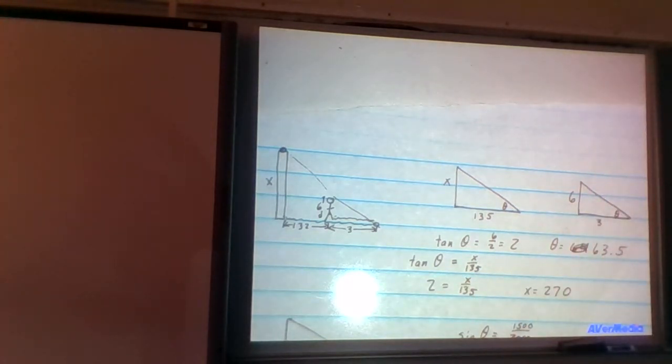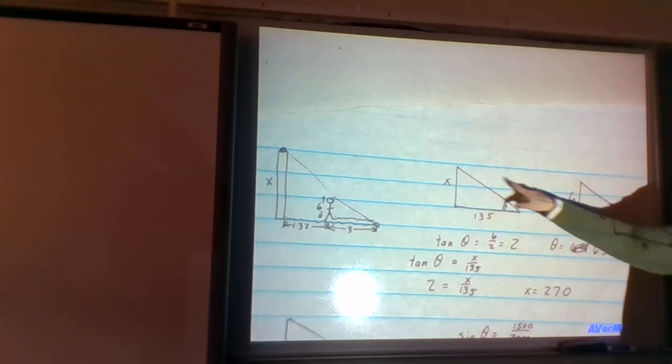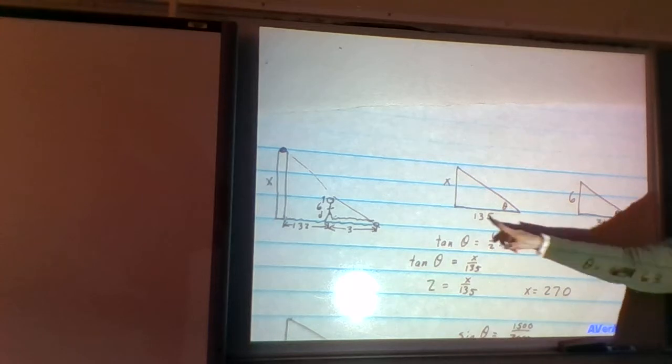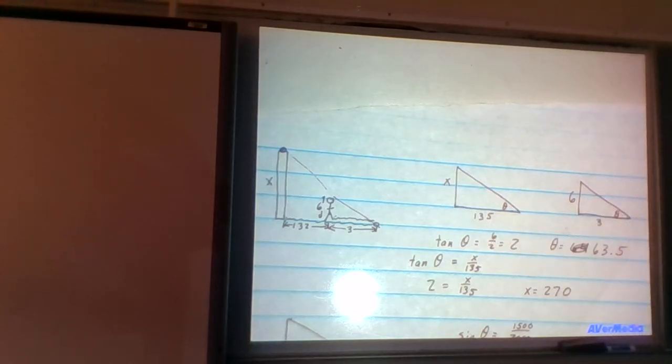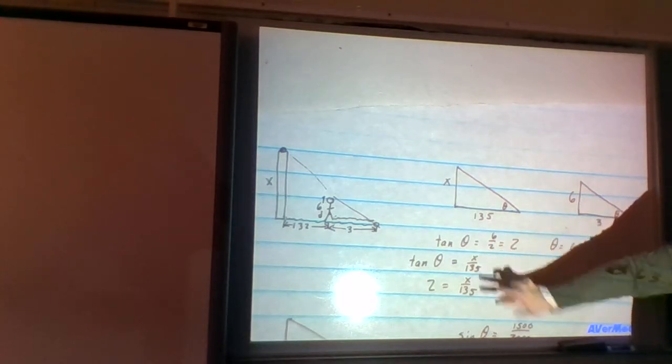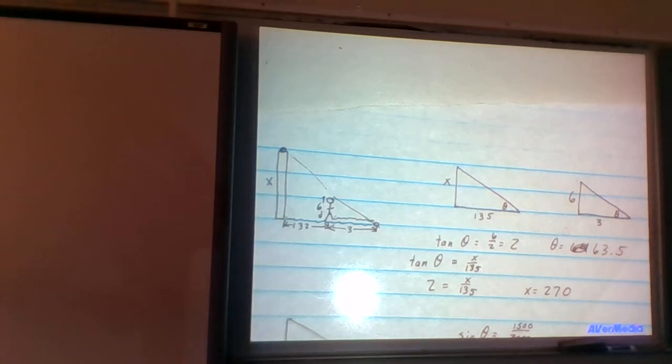Now, if we were back in geometry before we even learned trig, we could have solved this with similar triangles, right? The ratios have to be the same. So 6 is to x as 3 is to 135. And you could have just set up a ratio and had this equal to that, and you would have been done. Where is the 2 coming from?